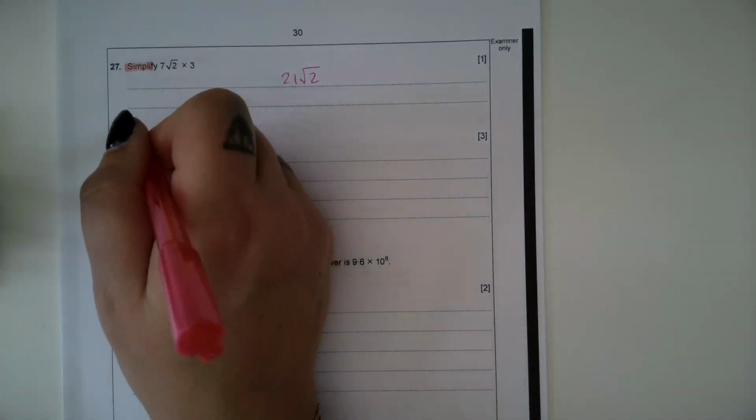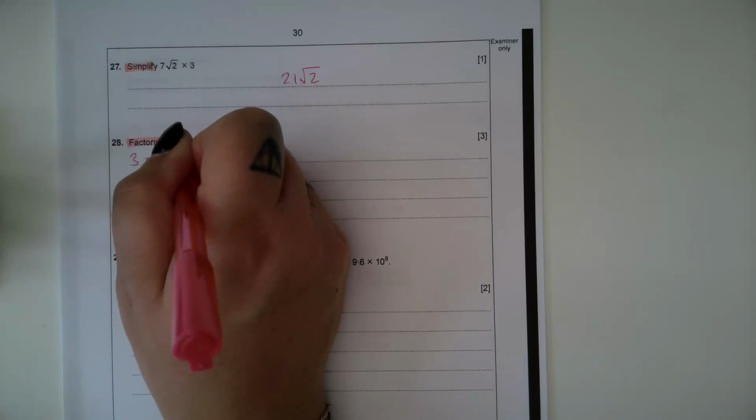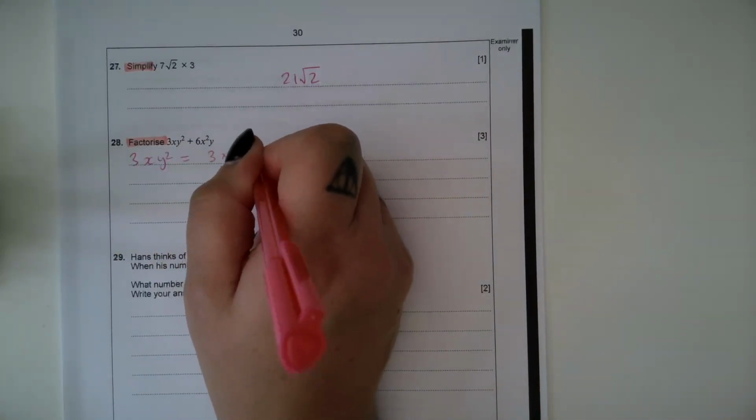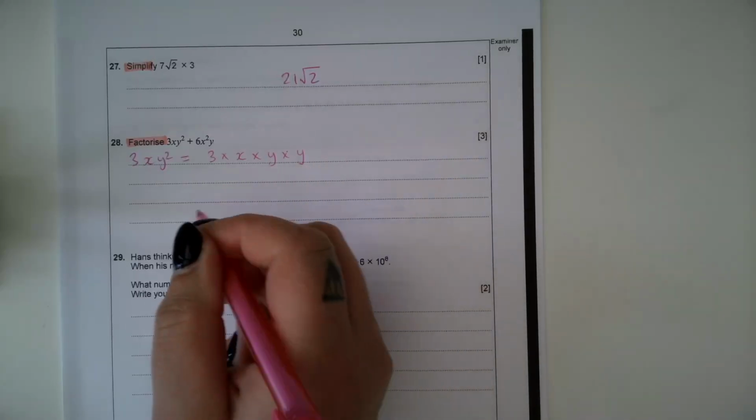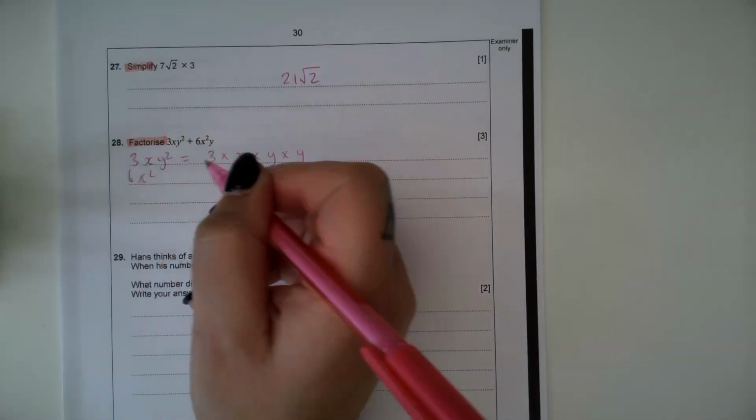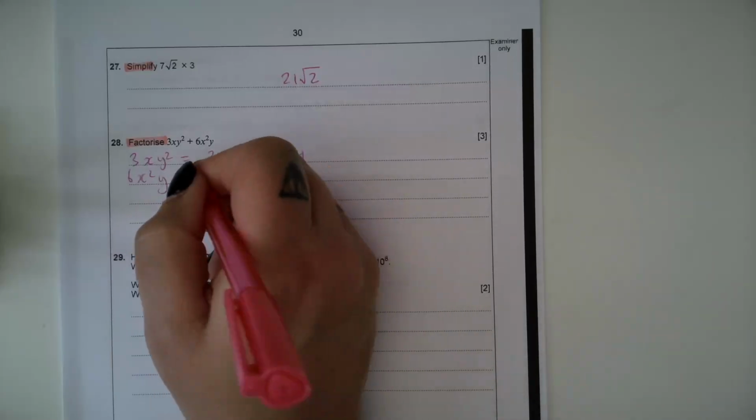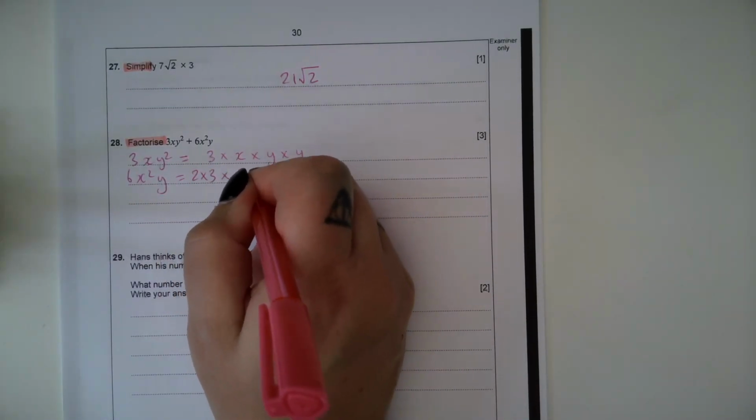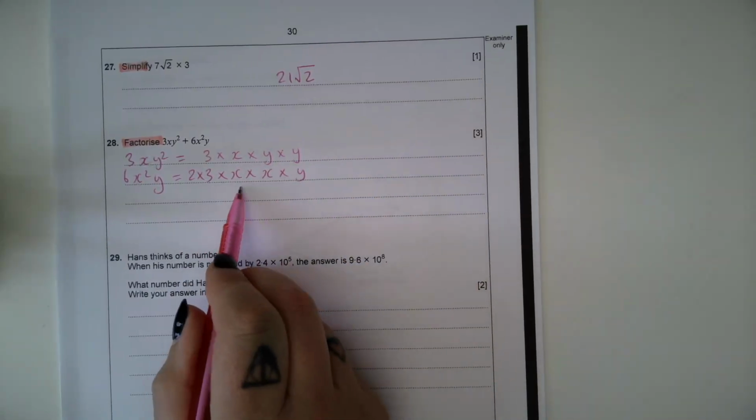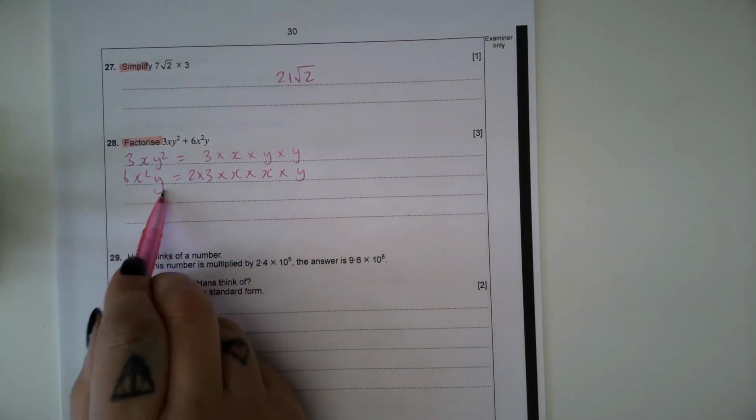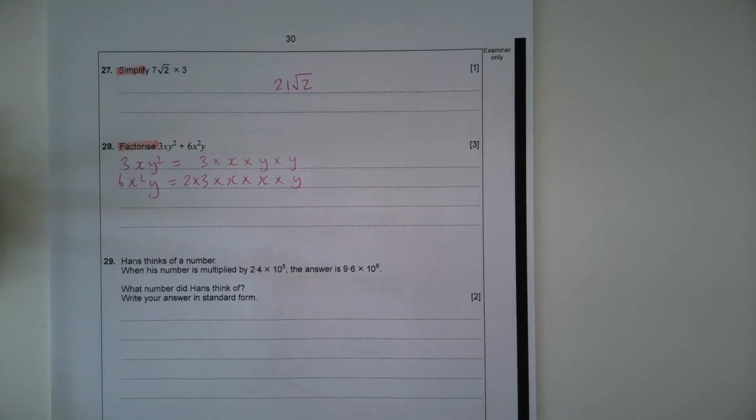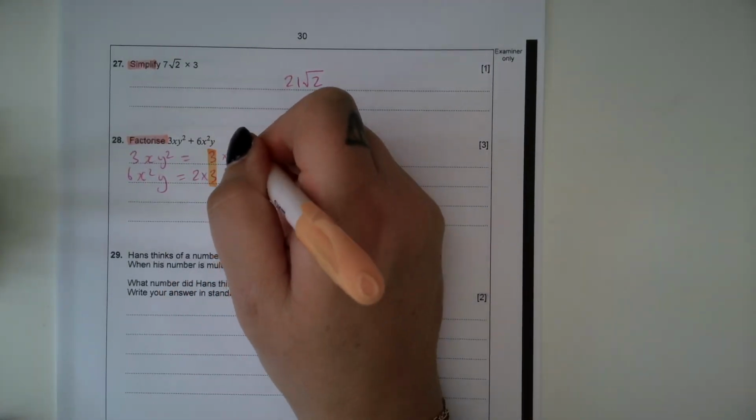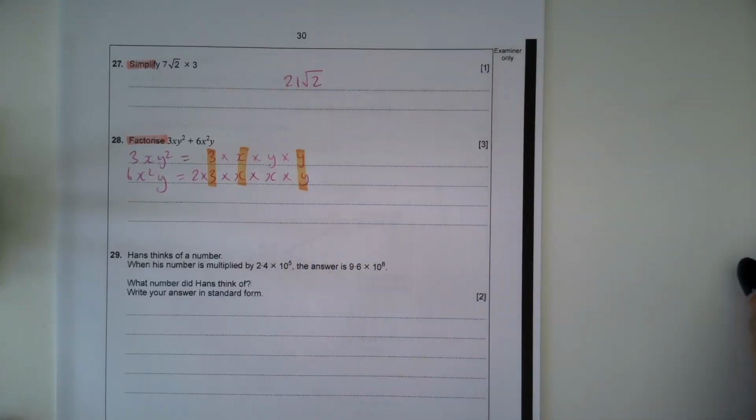the highest common factor. So what I'm going to do is I'm going to split these numbers up. So this could be written as 3 times x times y, and then 6x squared y could be written as 2 times 3, because that's my 6, times x times x times y. So x times x is my x squared, y is my y. So now we're going to identify what they have in common, okay? So they have 3 in common, x in common, and then a y in common.